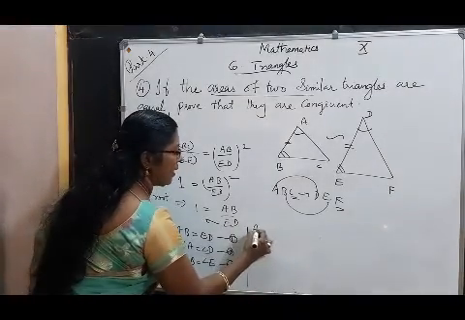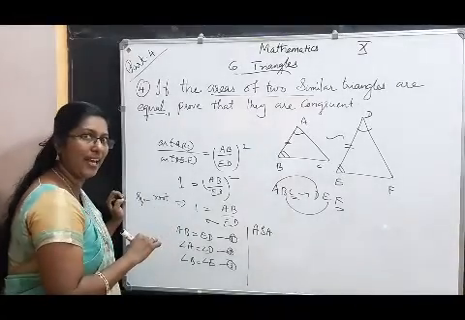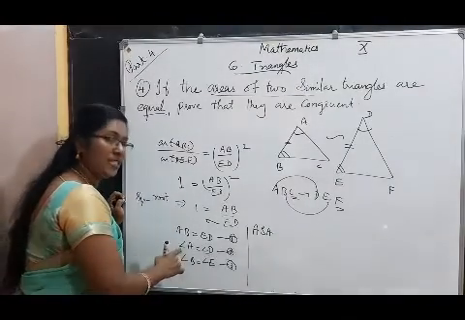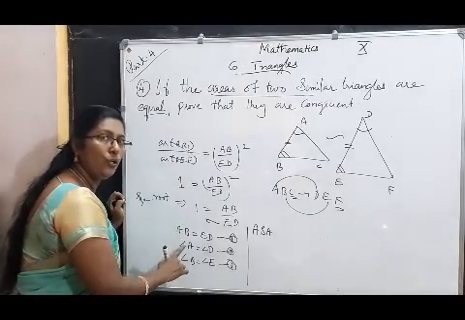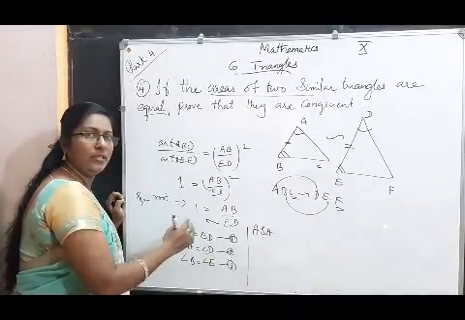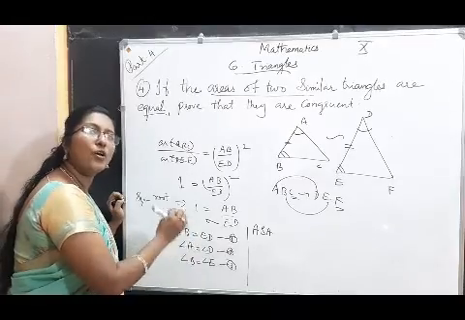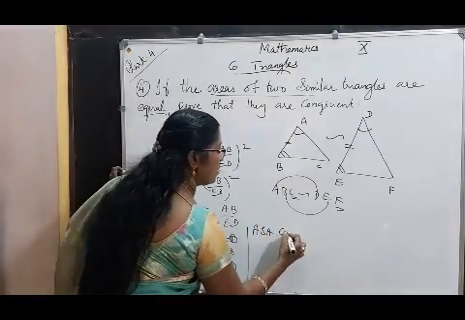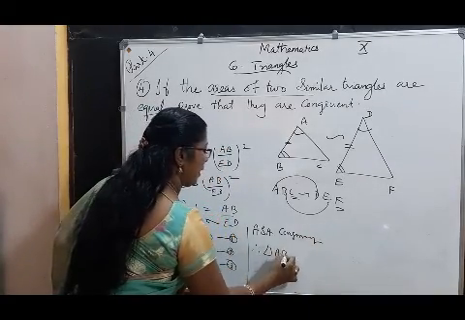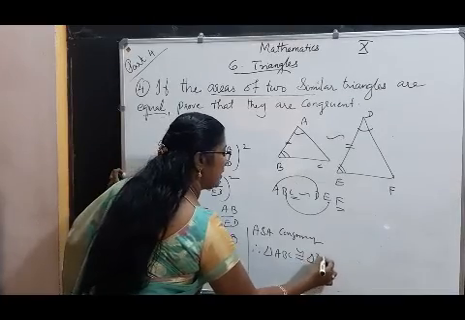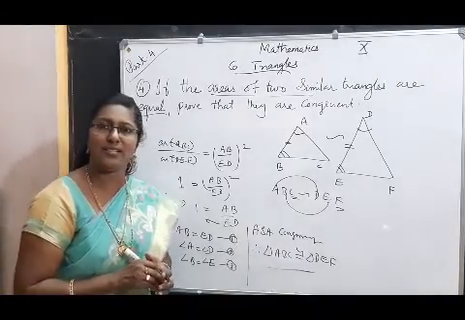By ASA congruence. See what it says, ASA? If in a triangle any two angles and the included side are equal to the corresponding parts of the other triangle, by ASA congruency criterion, these two triangles are congruent. So by ASA congruency, we can say that triangle ABC congruent triangle DEF. In 9th standard, you studied about ASA congruency, isn't it?